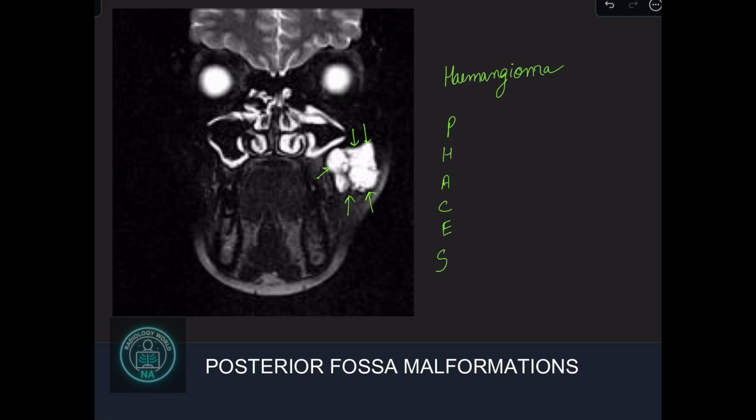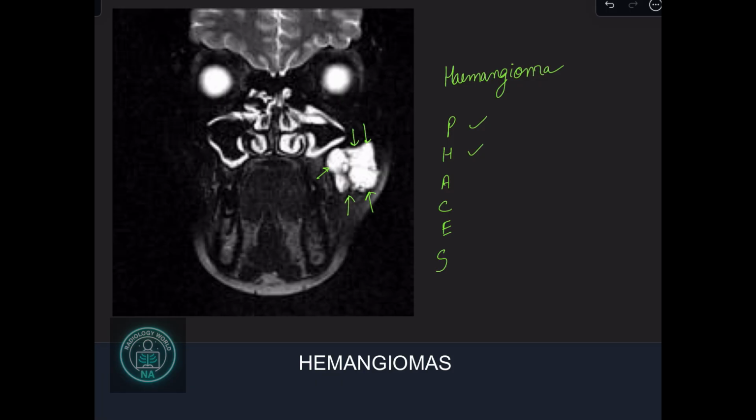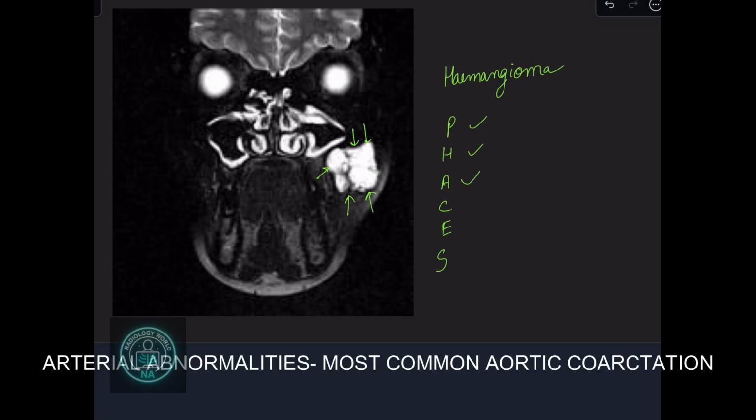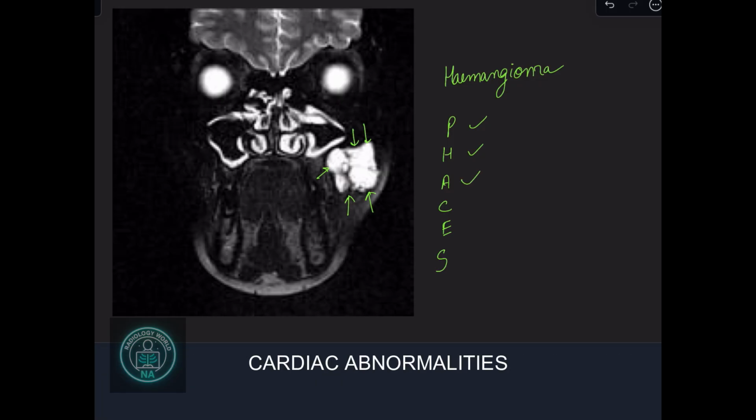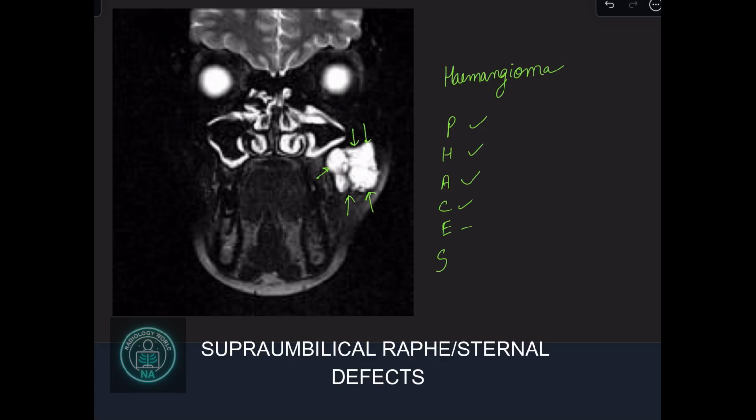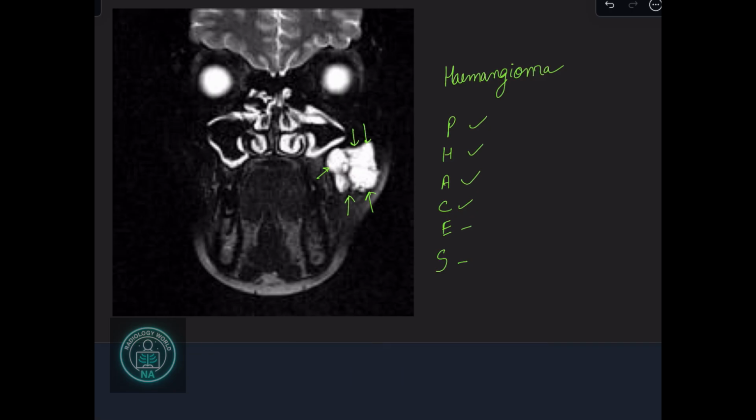P stands for posterior fossa malformations, H stands for hemangiomas, A stands for arterial abnormalities, which is commonly aortic coarctation, C stands for cardiac abnormalities, E stands for eye or ear defects, and S stands for supraumbilical raphe or sternal defects, basically any ventral wall abdominal defects. So this is very commonly tested.